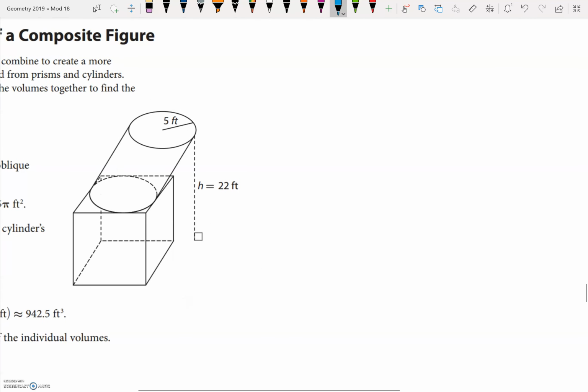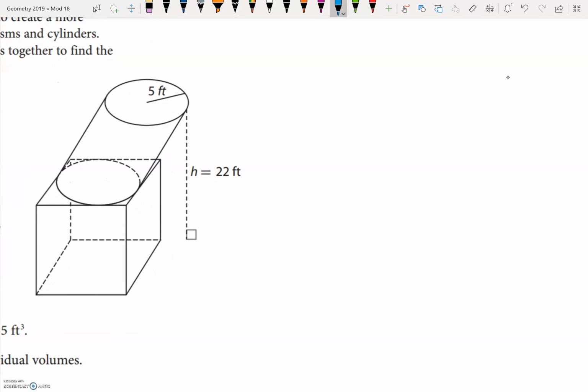So, since we know that this is a cube, we know that all of these sides are going to be the same, but they don't tell us what those lengths are. They tell us that the entire height is 22 feet, and they tell us that the radius of the circle is 5 feet. So how can we use that information to figure out how long each of the sides of the cube is? By the way, you should probably write down what the volume is.